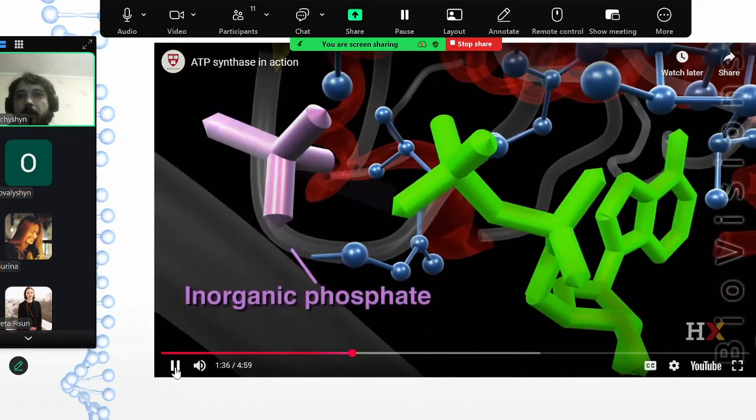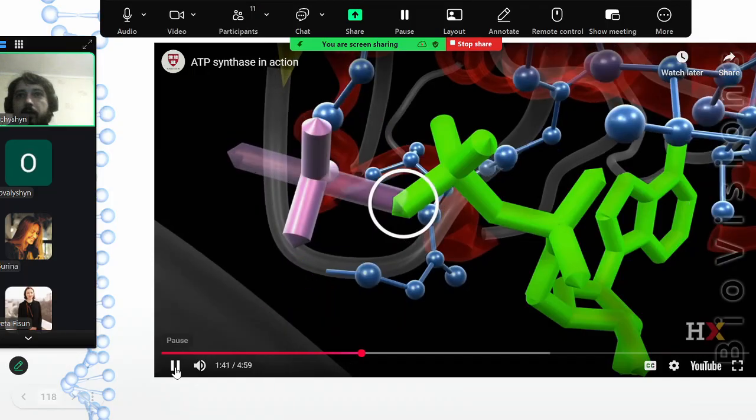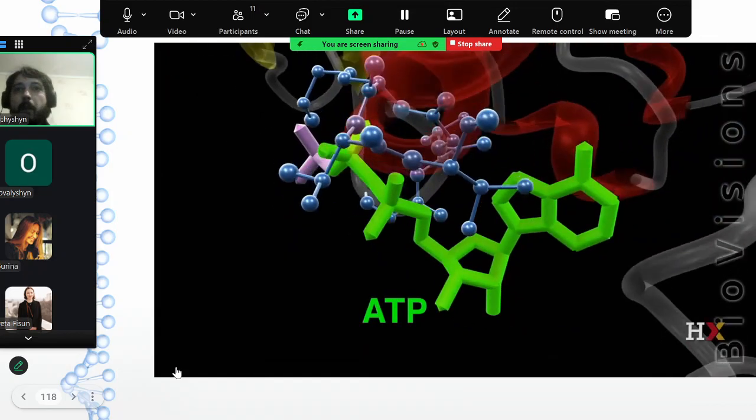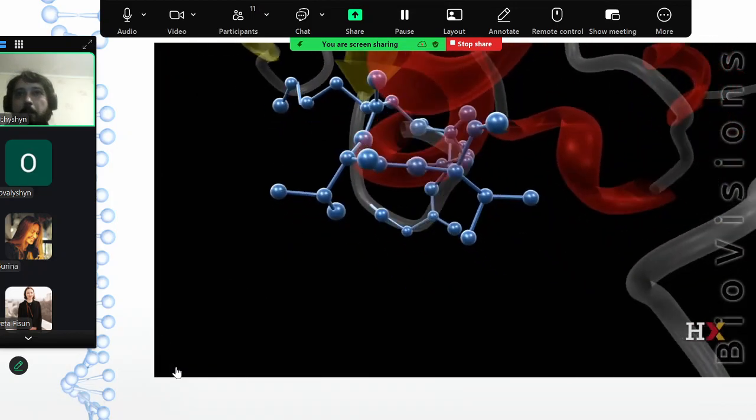There is the promotion of a planar transition state. Synthesis of a new phosphodiester bond is catalyzed. So here you see it's basically a transfer of inorganic phosphate, and from the ADP you are now getting ATP. And then the subunit switches to the open conformation. Upon this reconfiguration in the beta subunit, ATP is ejected from the active site.